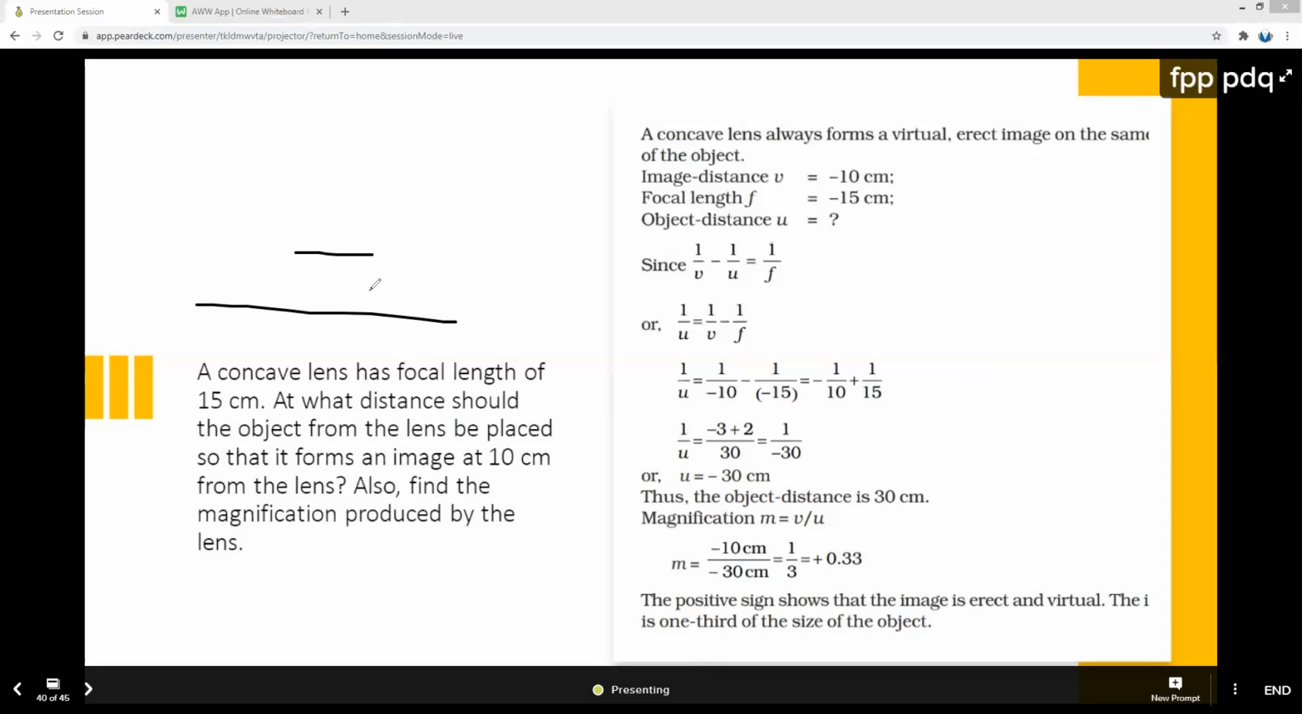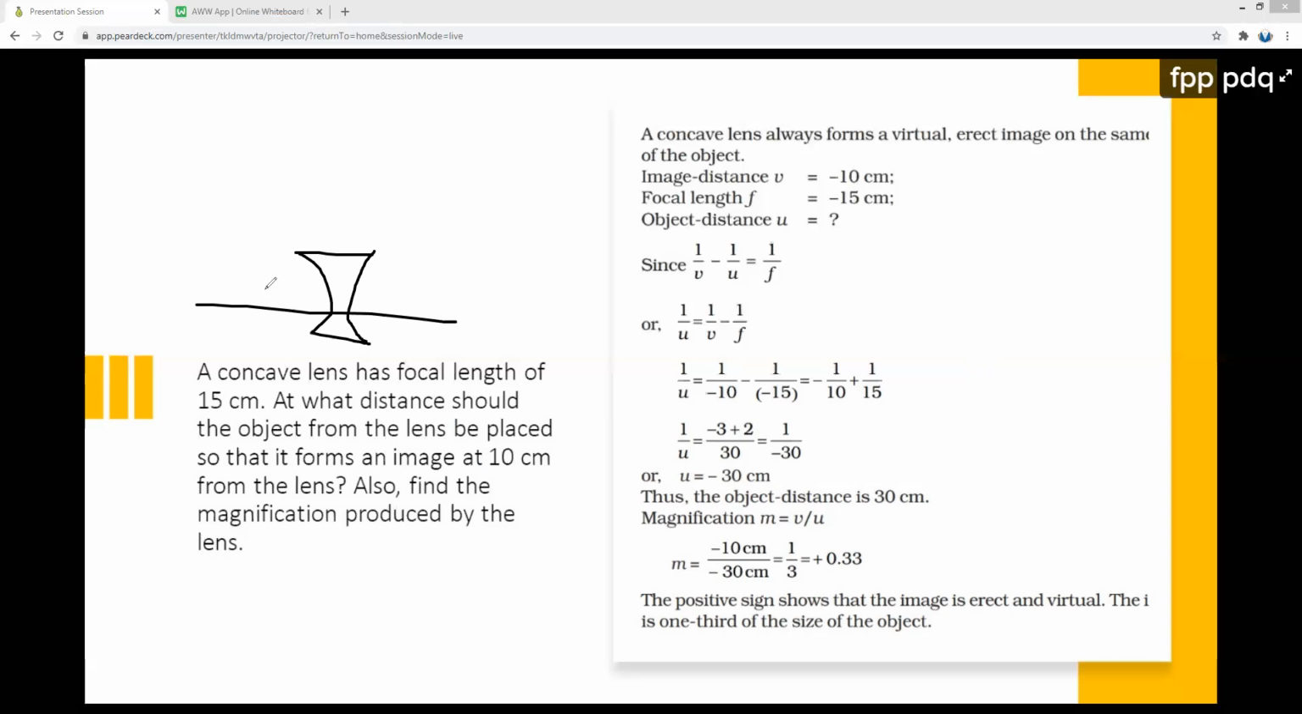Also, if this is our concave lens, this is the object, this is the image. So the object is bigger than the image, so the magnification should always be less than 1. Also, the image is erect. It's above the principal axis, so it will be positive. That's it. So the nature of the image is erect, virtual, and 1/3 the size of the object. Next one. Almost over.